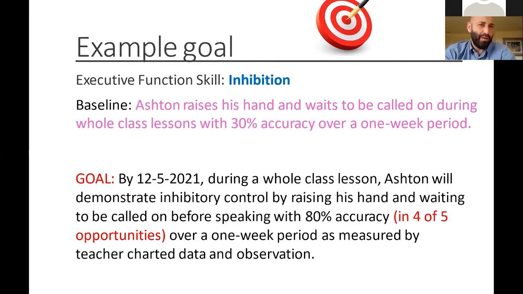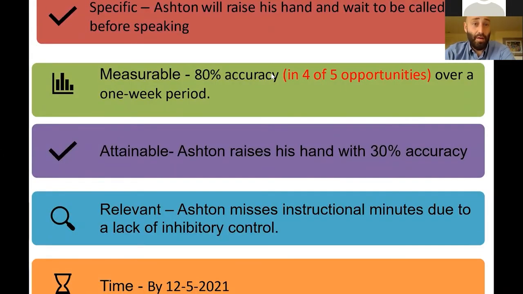Well, we'll see. Is it a SMART goal? I think that's the thing we're talking about, right? Is it specific? Ashton will raise his hand and wait to be called on before speaking. Is it measurable? 80% accuracy in 4 to 5 opportunities over a 1 week period. It's a little confusing, but I think I could have done a better job making that clear. Is it attainable? The baseline is that he raises his hand with 30% accuracy currently.